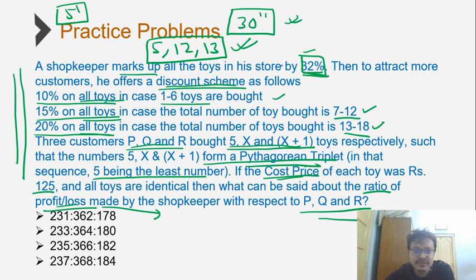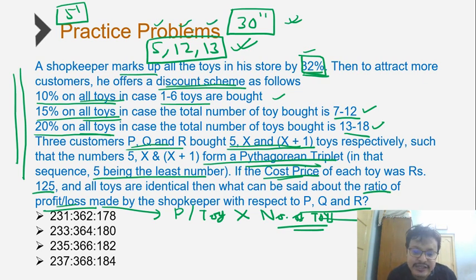All these percentages are on each toy, which means whatever is my profit per toy, my last step would be multiplying it by the number of toys. So my last step would be multiplying by 5, 12 and 13 respectively.